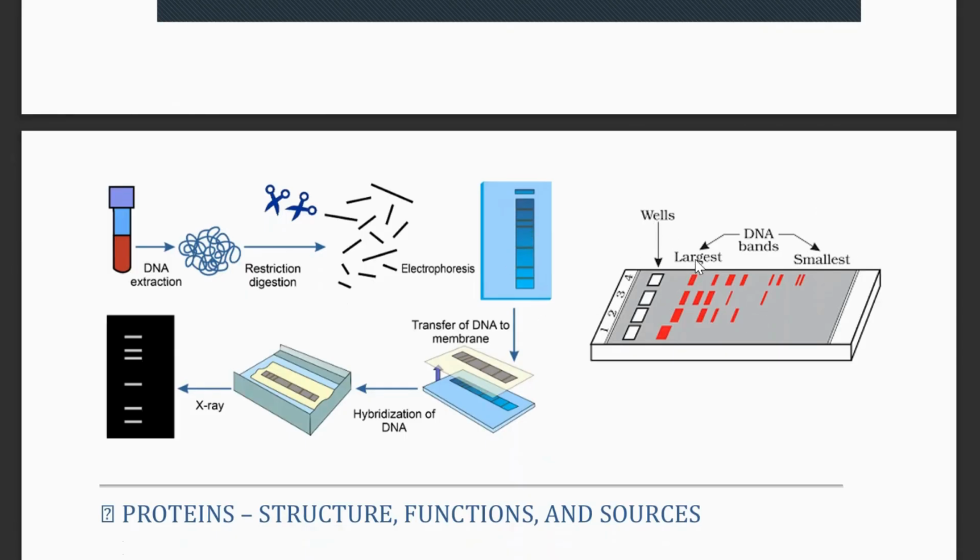These are the wells. This is the largest bands and the smallest DNA bands. Then the DNA bands are transferred to the nylon membrane. Then the hybridization of the DNA is done, and on the X-ray sheets we see that.